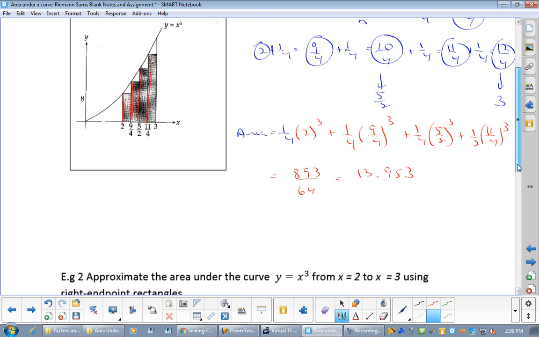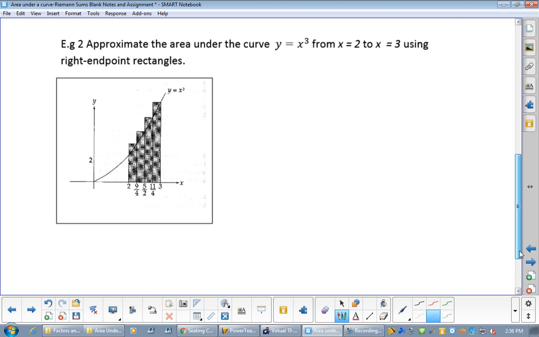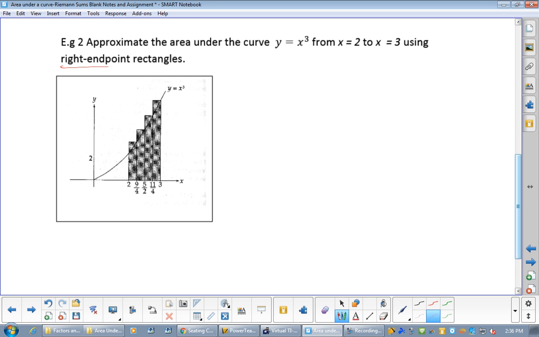Okay, so let's do the same question, but we're going to be using right endpoints. This is just review with a different question. My width from before was 1/4, right? So on this one now, I'm going to be using all my rights.